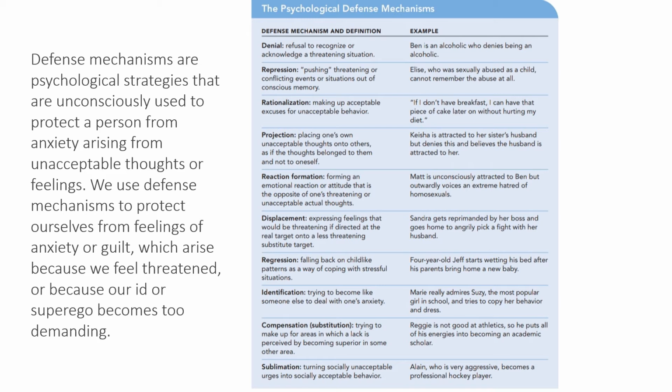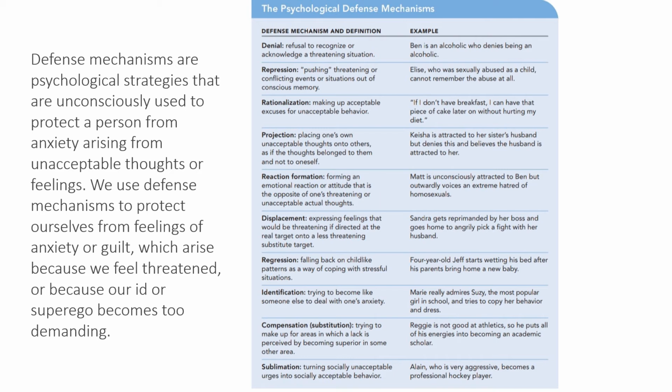Displacement is another defense mechanism. It involves expressing feelings that would be threatening if directed at the real target onto a less threatening substitute target. An example here is Sandra, who gets reprimanded by her boss and goes home to angrily pick a fight with her husband. So Sandra is simply directing her anger towards a less threatening substitute, that is her husband, instead of the boss.